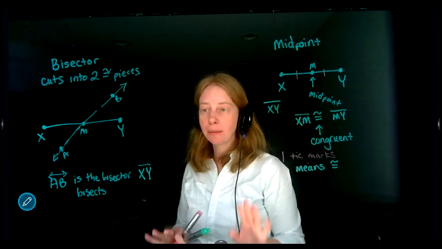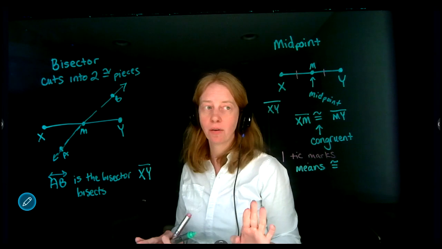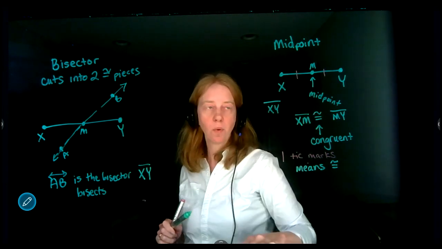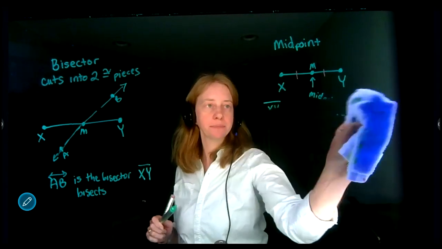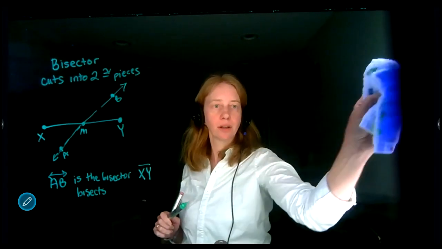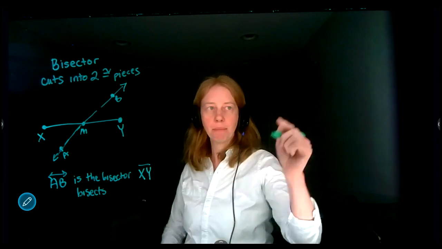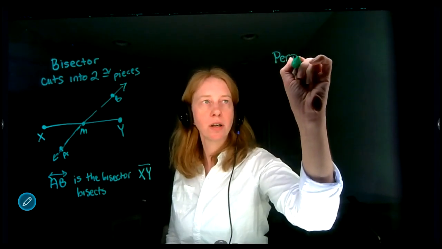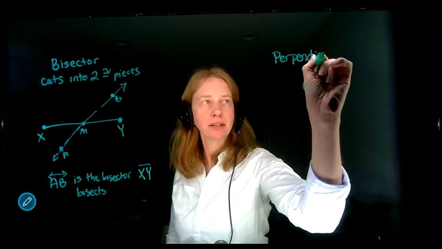So pause right here, make sure you have this stuff written down. I'm going to make one more picture over here for one more vocabulary word. All right, so you've paused and come back. Here we go. So this one's going to be one more special word, perpendicular bisector.